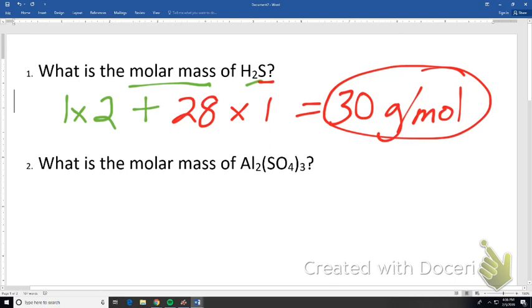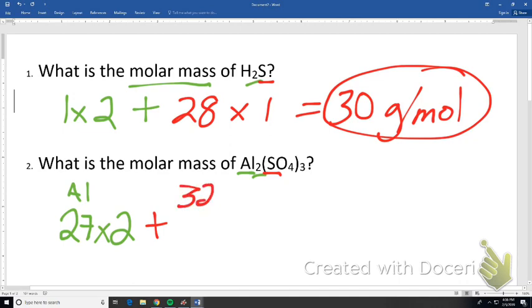All right, so let's look at the molar mass of our second compound, Al2(SO4)3. This one has parentheses. Okay, what does that mean? I'm going to use different colors to help us out. Let's look at aluminum. Aluminum's mass is 27. That's the mass of aluminum. I'm going to show my work a little bit more with this. Then I'm going to multiply that by 2 because there's 2 of them. And then I'll add the mass of sulfur.